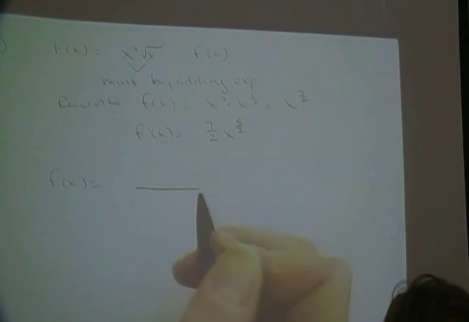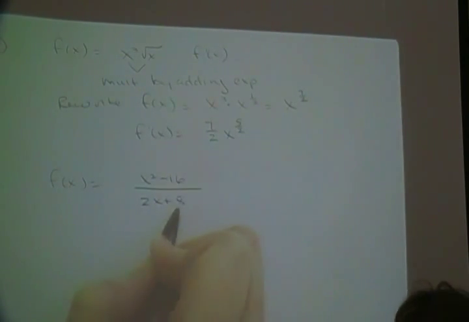3e was f of x equals a quotient. So x squared minus 16 on top, 2x plus 8 on the bottom. And I want the second derivative. So that should strike fear because, holy cow, do I have to do the quotient rule and then do it again? But if you think carefully, you do not.